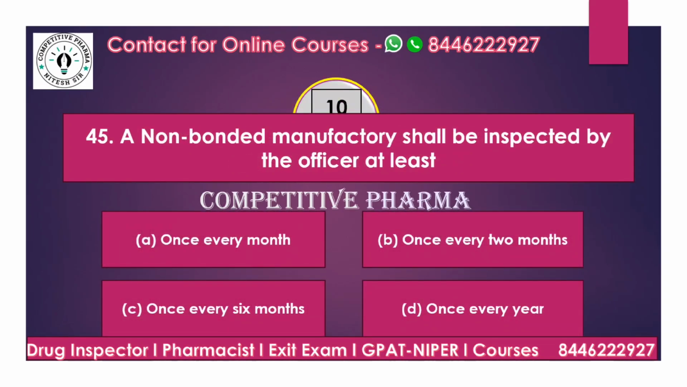A non-bonded manufacturer shall be inspected by the officer at least: A. Once every month, B. Once every 2 months, C. Once every 6 months, D. Once every year. Correct answer is option D, once every year.